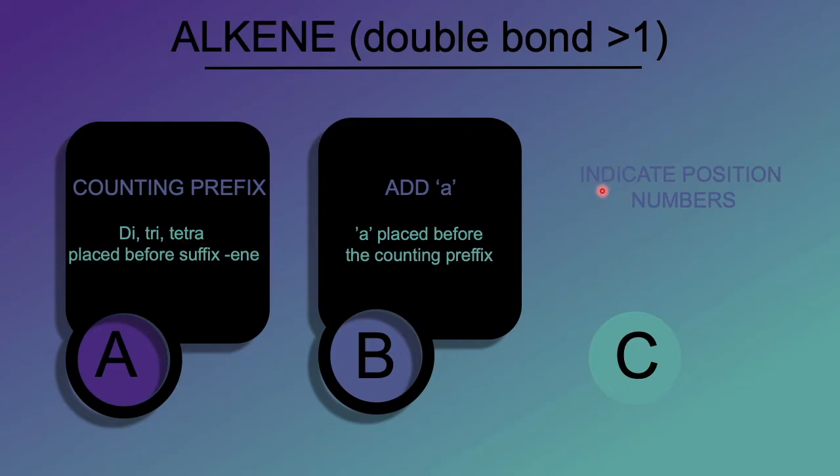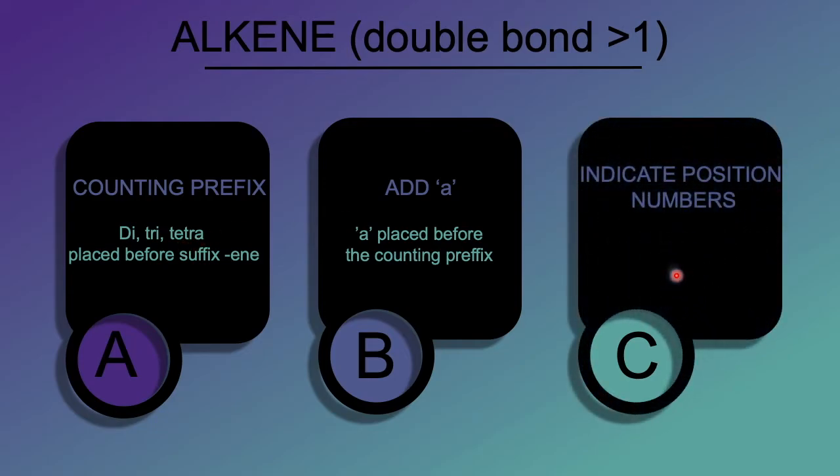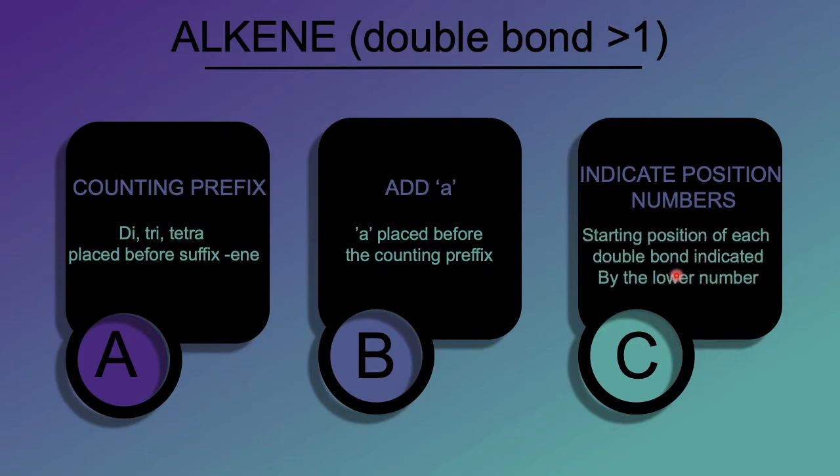So all the position numbers of the double bonds are mentioned, starting from the carbon atom which has the lowest number.